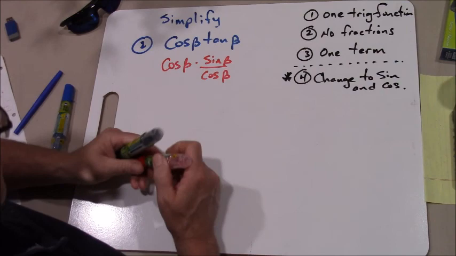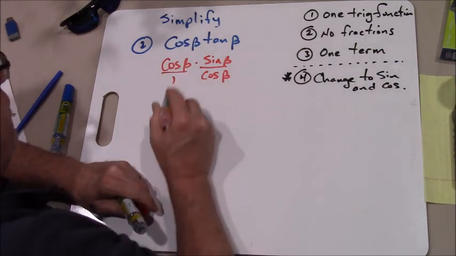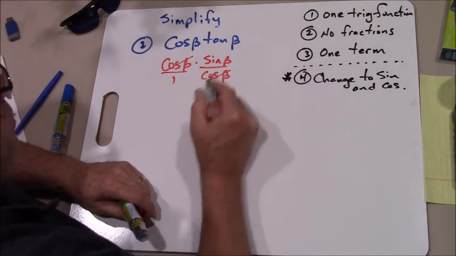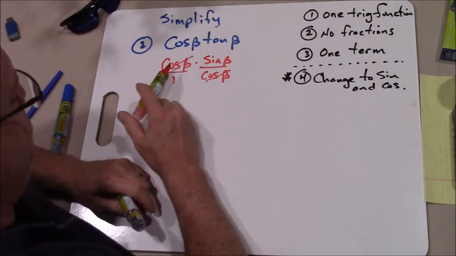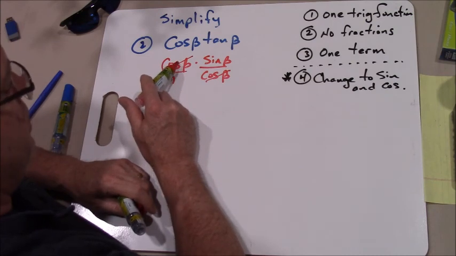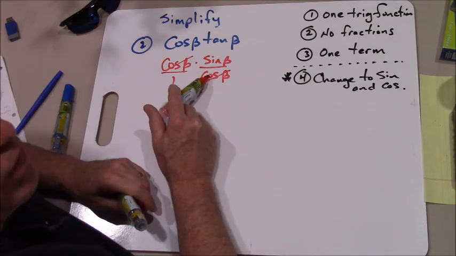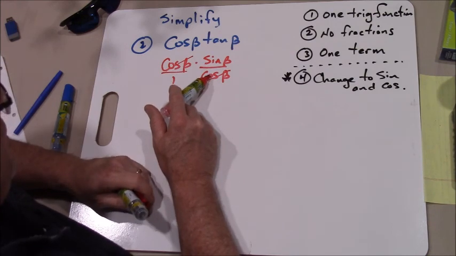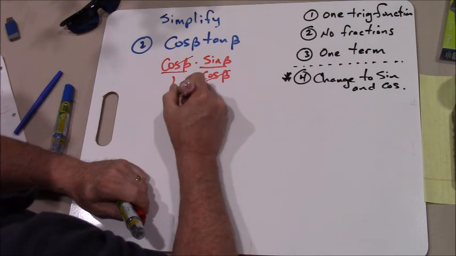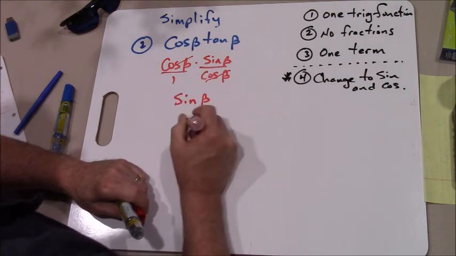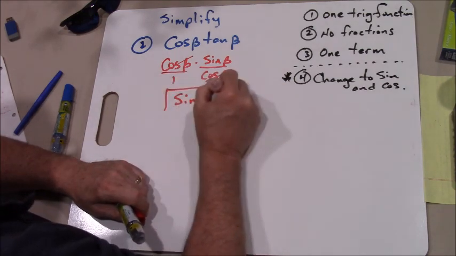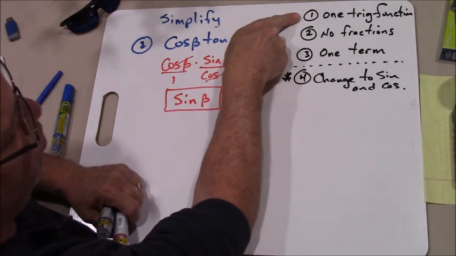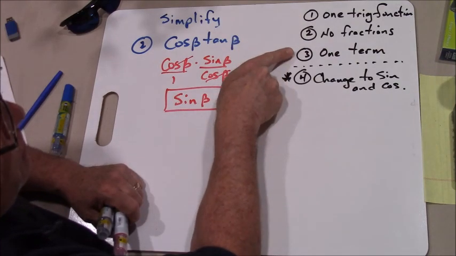All right, so when I look at this, I could think of this as cosine of beta over 1. Since that's in the numerator and that's in the denominator, they cancel. And again, really what we say when we cancel things is that a cosine beta divided by a cosine beta is equal to 1. And 1 times anything is the same thing. That's why we cross them out. And so now what I'm left with is just a sine of beta over 1, which I would just write like this. And there it is. I've simplified that. I've gotten this down to one trig function, no fractions, one term.